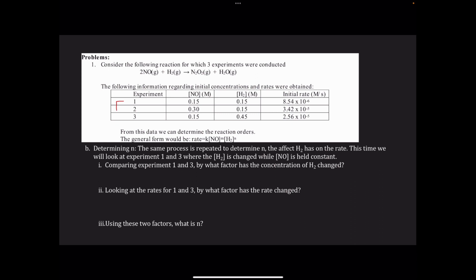Here, we're going to have to compare experiment 1 and 3. Because from 1 to 3, NO stays the same, which is what we want, but my hydrogen changes. If I compare 2 and 3, that's not going to work because both the NO and the H2 change. We want experiments in which only one reactant is changing. So if we compare experiment 1 to 3, we go from 0.15 to 0.45. Our concentration has tripled.